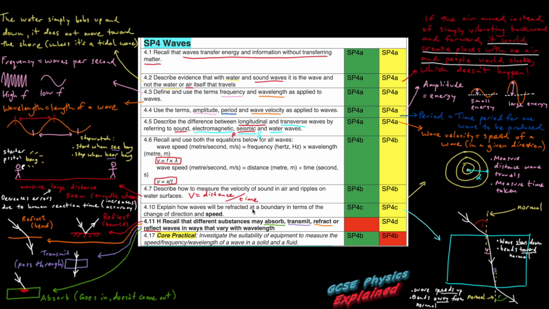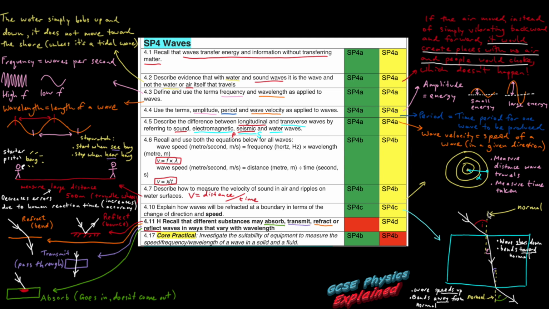Explain how waves will be refracted at a boundary in terms of the change of direction and speed. So if I have a look down here, this is light wave going into glass, which is more dense. So the wave slows down, and as it does, it bends toward the normal. And then when the light comes out of the glass back into air, which is less dense and easier to travel through, the wave speeds up and it's going to bend away from the normal. So just remember, if it slows down, it bends toward the normal. If it speeds up, it bends away from the normal.